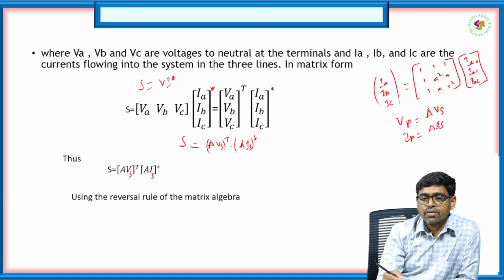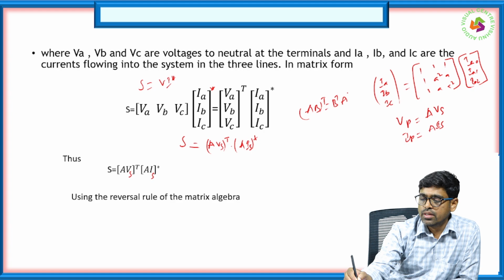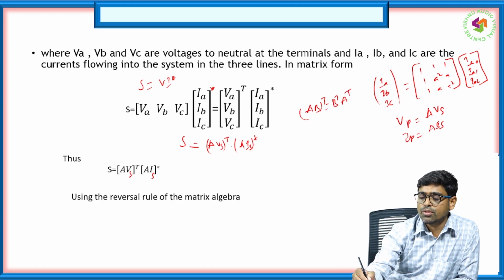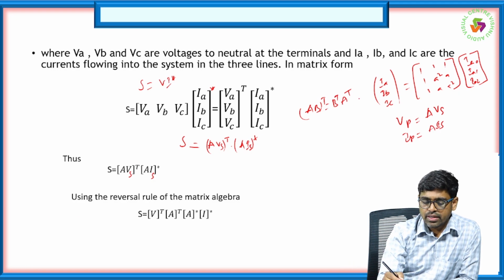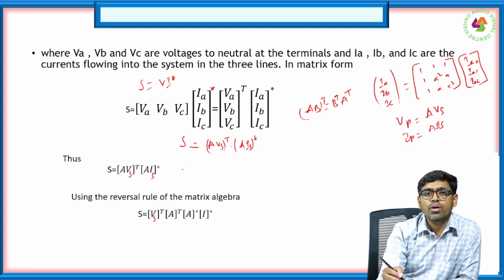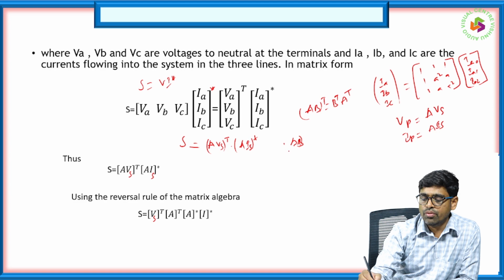Now using the reversal rule of matrices: in matrix mathematics we learn that AB whole transpose is equal to B transpose into A transpose. Now we can write that relation here, VS transpose into A transpose. Here AB whole conjugate means A conjugate and B conjugate, so AB whole conjugate is nothing but A conjugate into B conjugate.